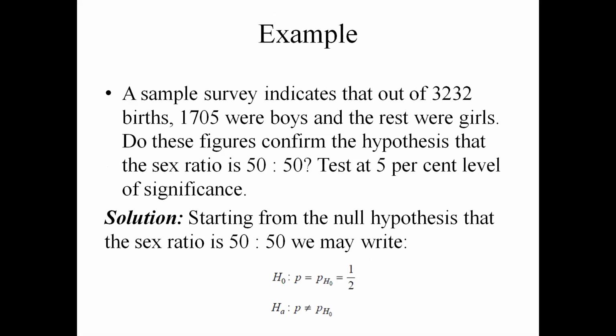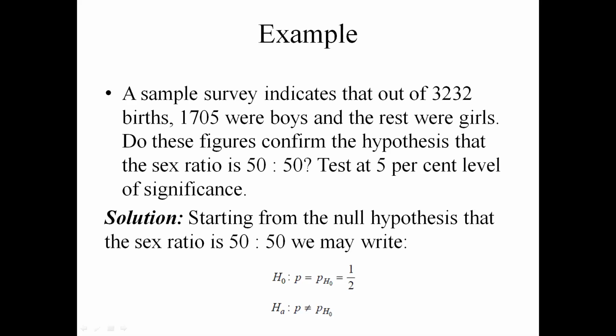For example, the question is: a sample survey indicates that out of 3,232 births, 1,705 were boys and the rest were girls. Does this figure confirm the hypothesis that the sex ratio is 50 to 50? Use a 5% level of significance.